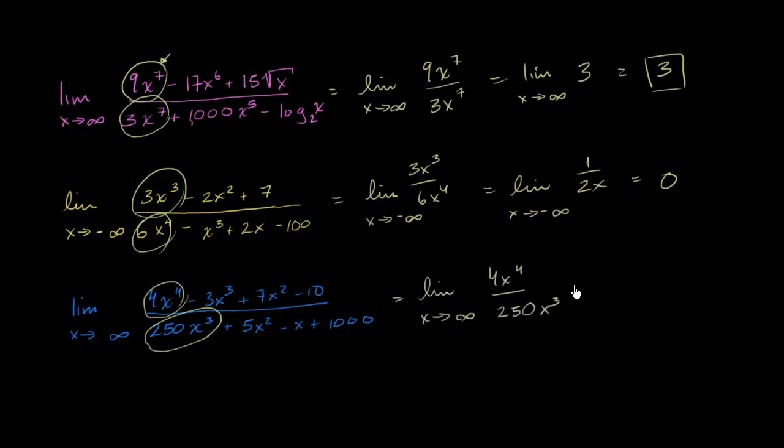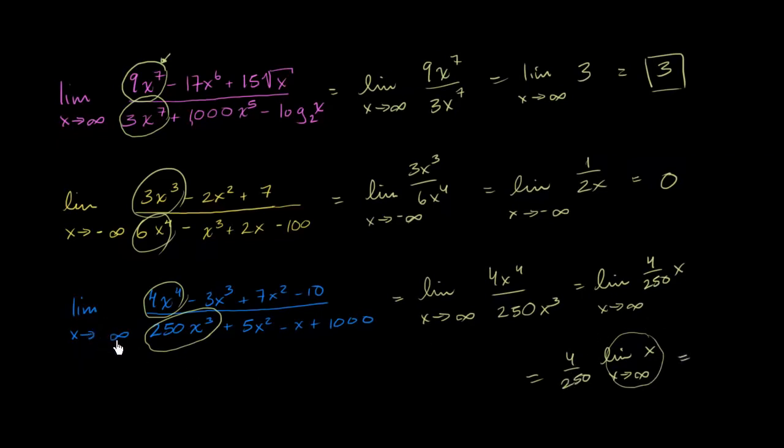Which is going to be the same thing as, well, I'll just leave it like this. It's going to be the limit of 4 over 250, x to the 4th divided by x to the 3rd is just x, times x as x approaches infinity. Or we could even say this is going to be 4 250ths times the limit as x approaches infinity of x. Now what's the limit of x as x approaches infinity? Well, it's just going to keep growing forever. So this right over here is just going to be infinity. Infinity times some number right over here is going to be infinity.